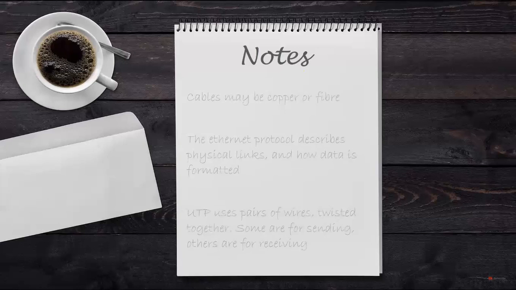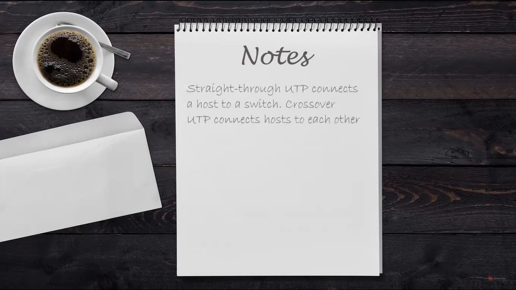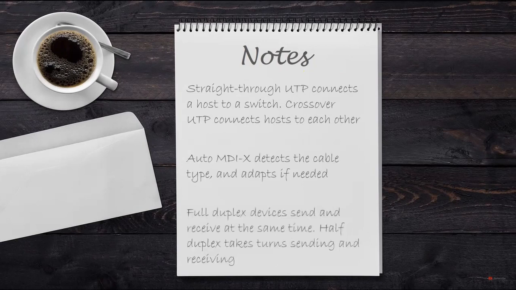The cable may be straight through for connecting devices to a switch, or it may be crossover for connecting devices to each other. Modern LANs support Auto MDIX, which enables the device to detect the cable used and adapt as needed. A full duplex device can send and receive at the same time. A half duplex device can only do one at a time. An example of this can be found in fibre cabling. Dual-core fibre is full duplex. Single-core is half duplex.